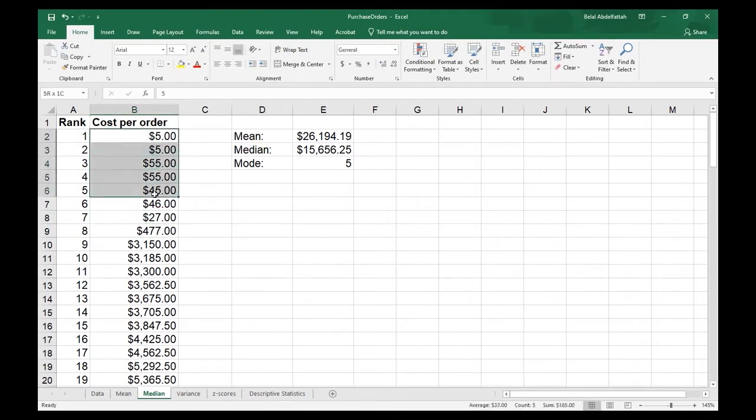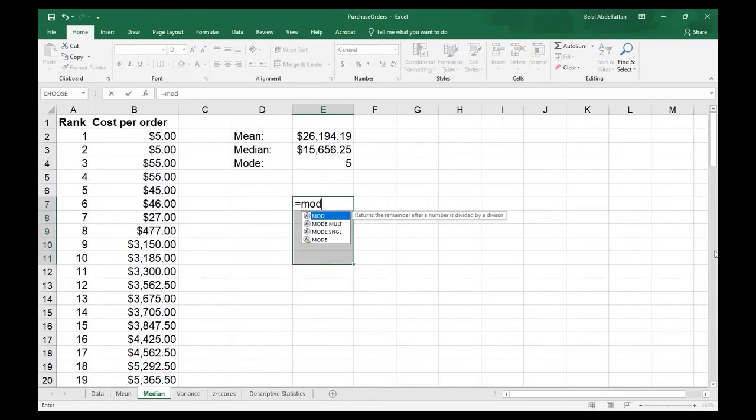And the way that you would have to do this, if you believe that there's going to be multiple modes in your data set, you would want to select a few blank cells. So if you think that there's going to be 2 or 3 modes, then you would want to select 2 or 3 blank cells. So let's go ahead and select 4. And I'm going to hit the equal sign and then type in mode, and then I'll select MULT. Now here, I'll select the data set, and I'll just go ahead and do a subset selection here. So I'll just select these first 10 values, and close the parentheses.